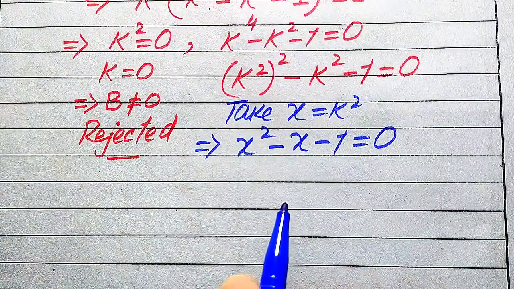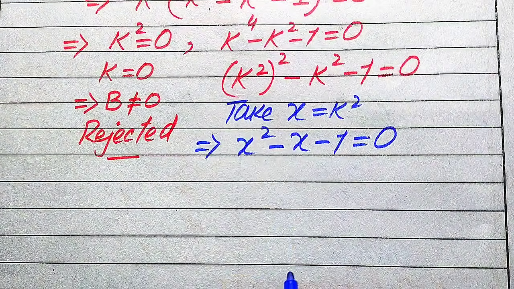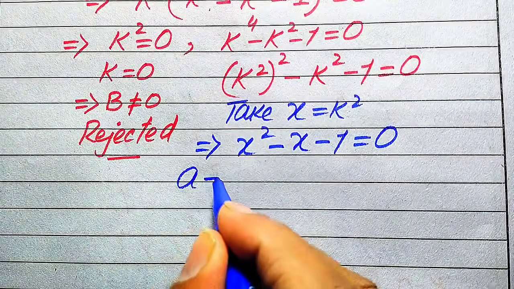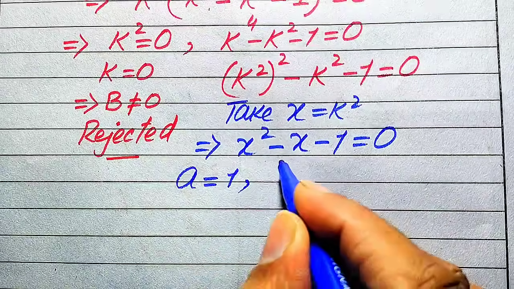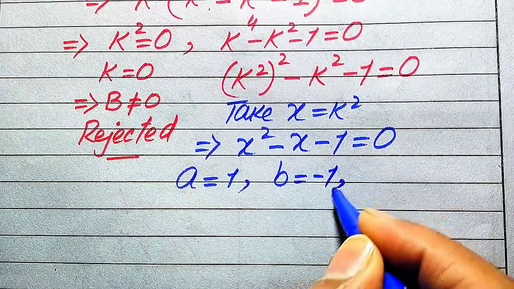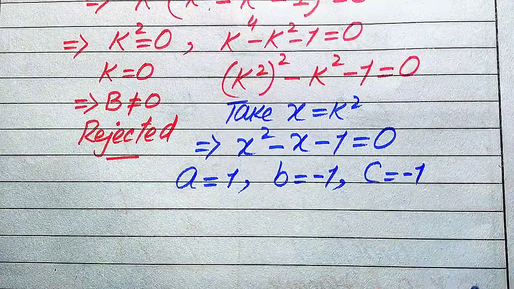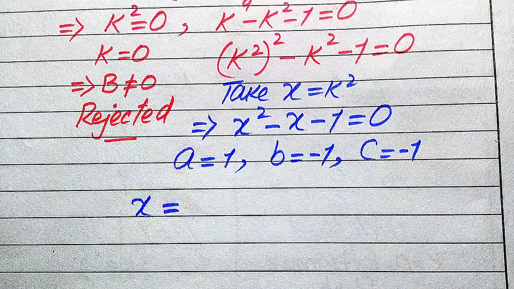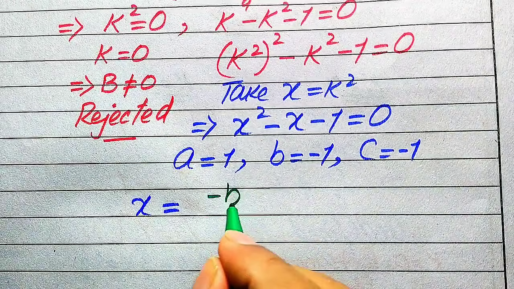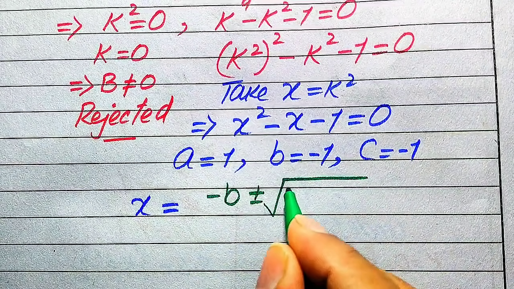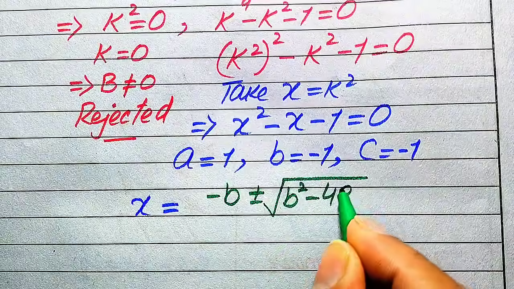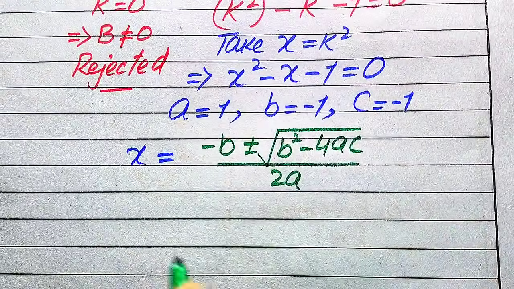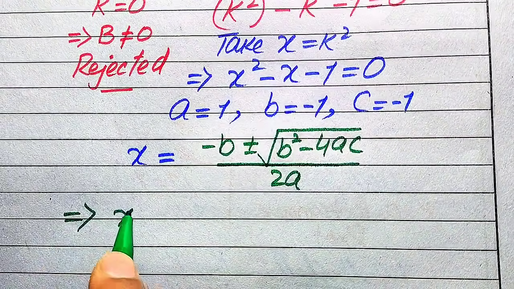So this equation becomes quadratic in the x variable, and here we use the quadratic formula to solve this quadratic equation. And for this we write the coefficients of this equation: a is equal to 1, b equals minus 1, and c is equal to minus 1. And we state the quadratic formula as x is equal to minus b plus minus square root of b square minus 4ac divided by 2a. So here we need to substitute the values of a, b and c.